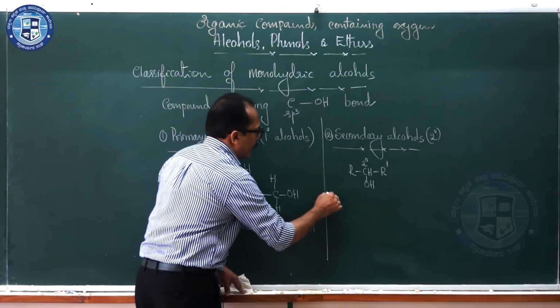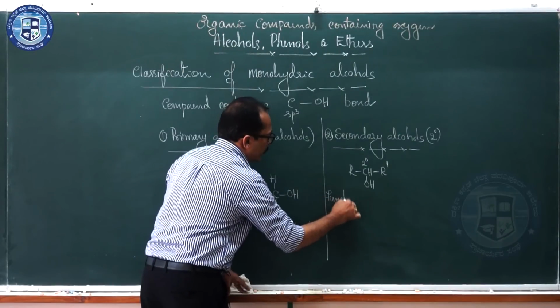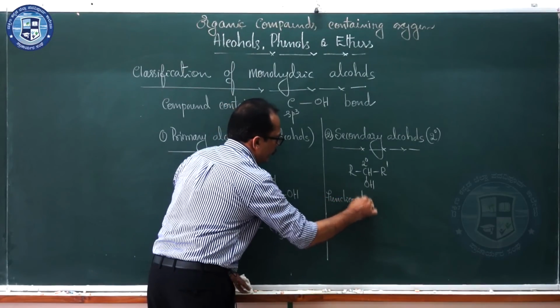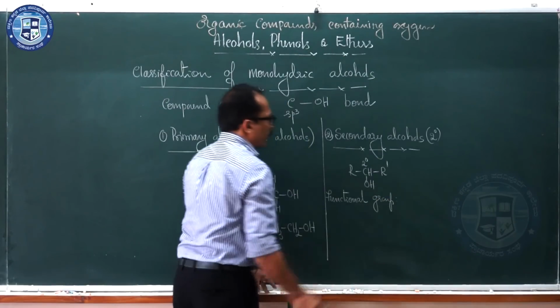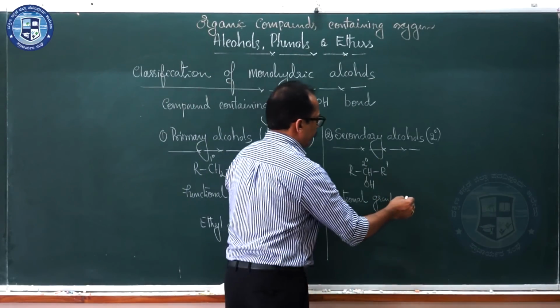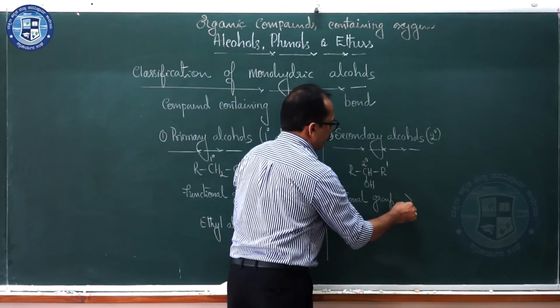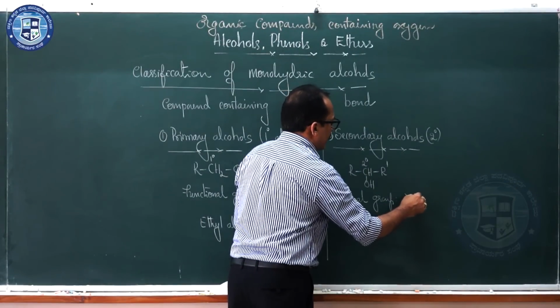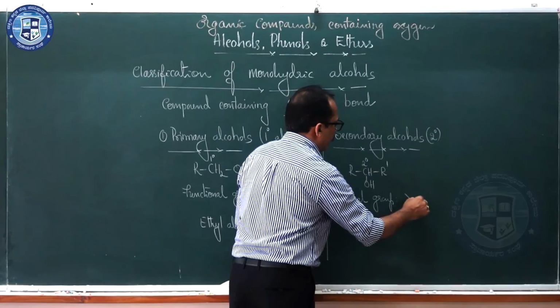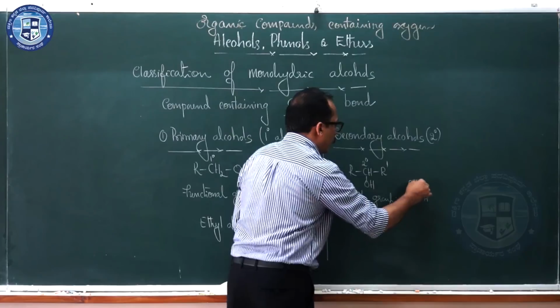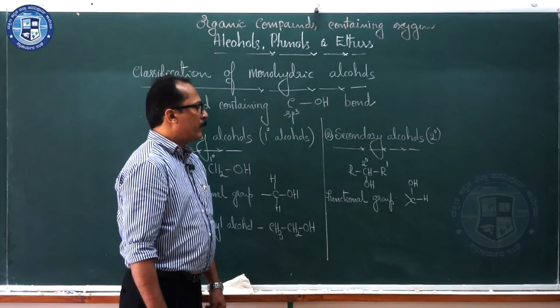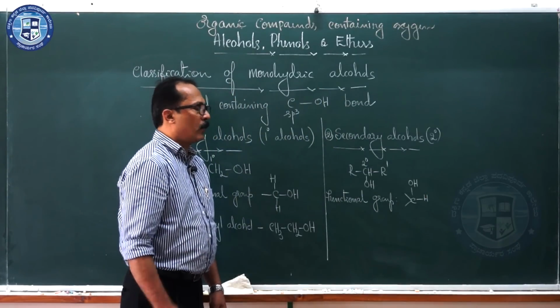The functional group in secondary alcohols. Now, this carbon contains one hydrogen and one OH group. See, it's the functional group of secondary alcohol.